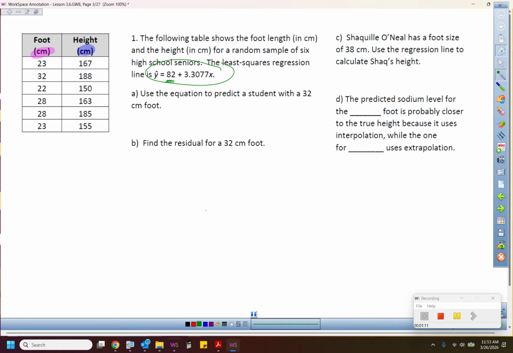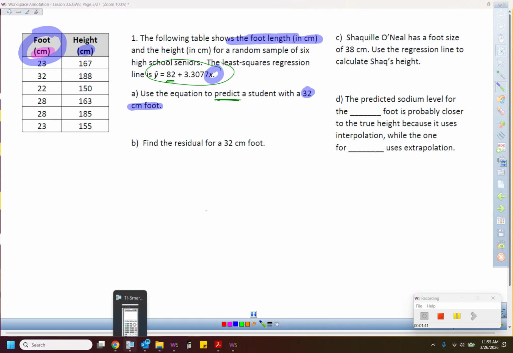It says use the equation to predict. So anytime we use predict, we take the number that they gave us and put it into the equation. We'll be putting them in for either x or y. So let's see what this 32 is. 32 is the centimeters of the foot. And isn't that what x stands for in that situation? x is the foot length in centimeters. So grab the calculator, and where there's an x, put a 32 in that spot.